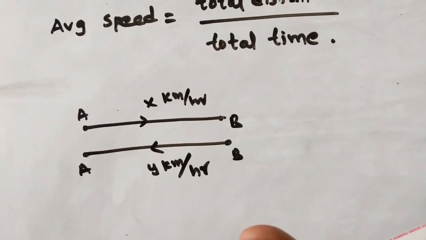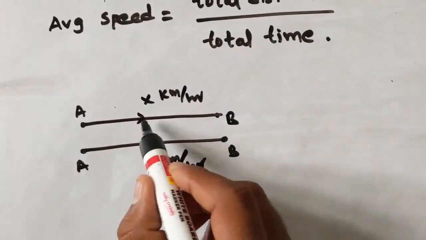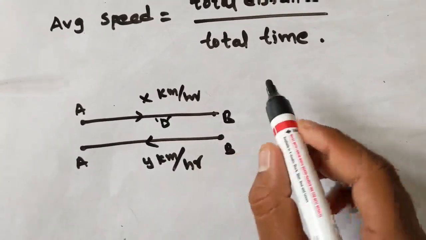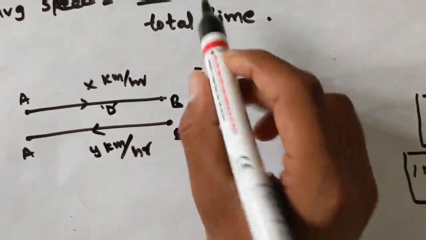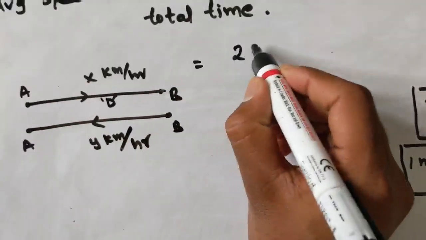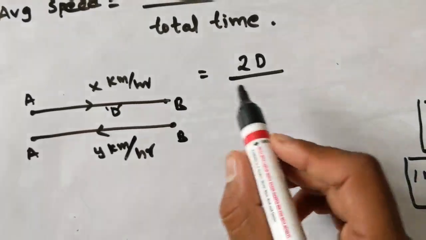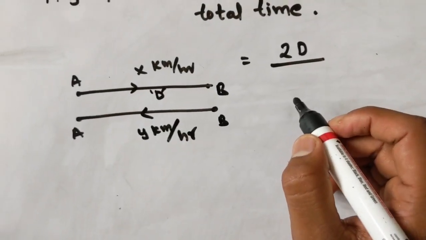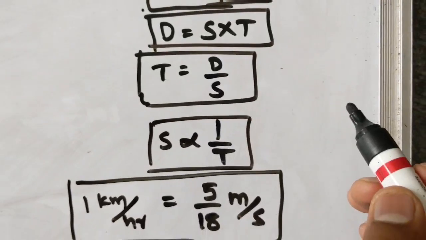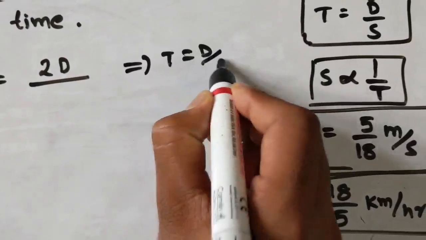How to find average speed? Total distance is how much? See, distance is constant here, so distance is d. Total distance means while going d, while coming d, d plus d, 2d. Total distance is 2d by total time. Total time means what? Time we don't know. What is the formula? Time is equal to distance by speed.